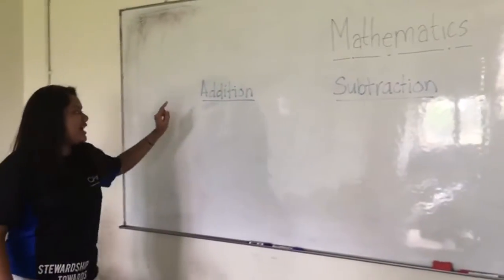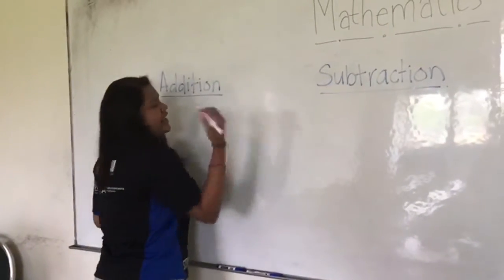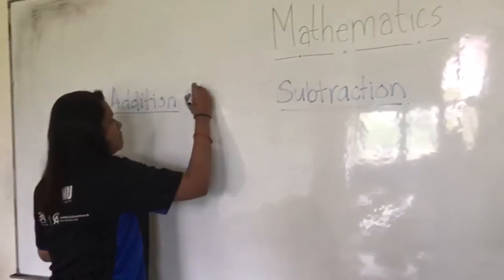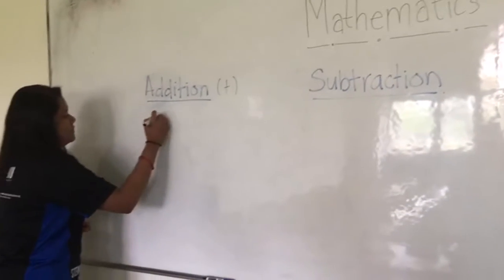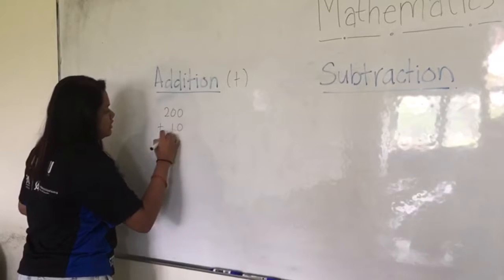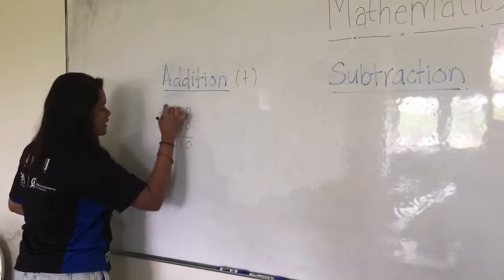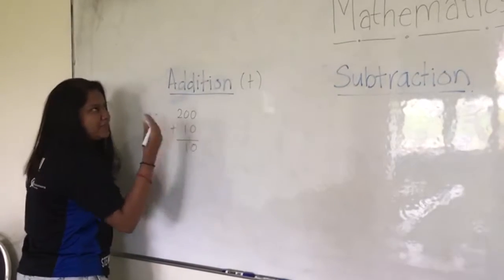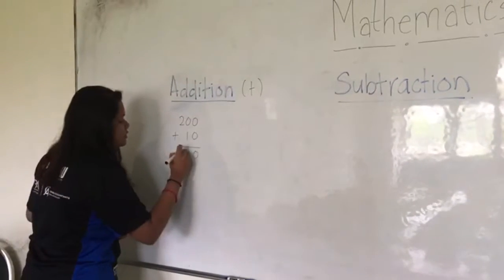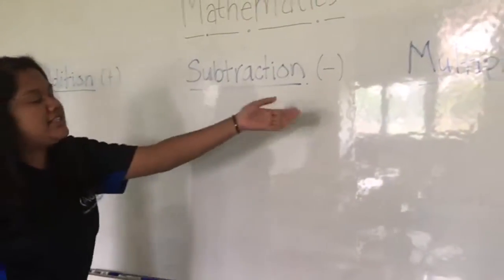So first, I'll be teaching about addition. Addition, in short form, is also known as plus. For example, we take 200 plus 10. We will get 0 plus 0, 0. 0 plus 1, 1. And 2 plus here also we say as 0, so it will be 2. It will be 210.